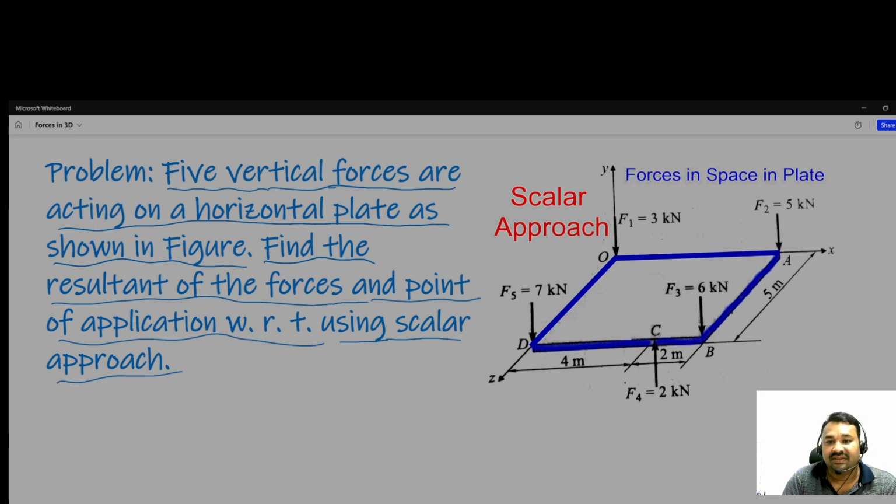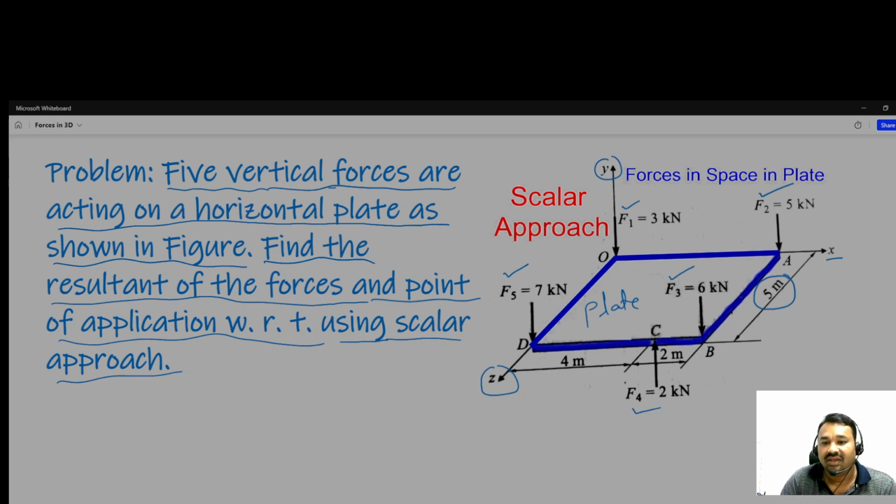Okay, so this is the plate, and five forces. What are the five forces? This one first, F1, F2, then F3, then F4, and F5. And what are the axes? This is the coordinate system, this is X, and this is Y, here Y, Z axis. And the dimensions are given here. So this is 5 meter. This 5 meter is parallel to the Z axis, which means the Z axis dimension of this plate is given as 5 meter.